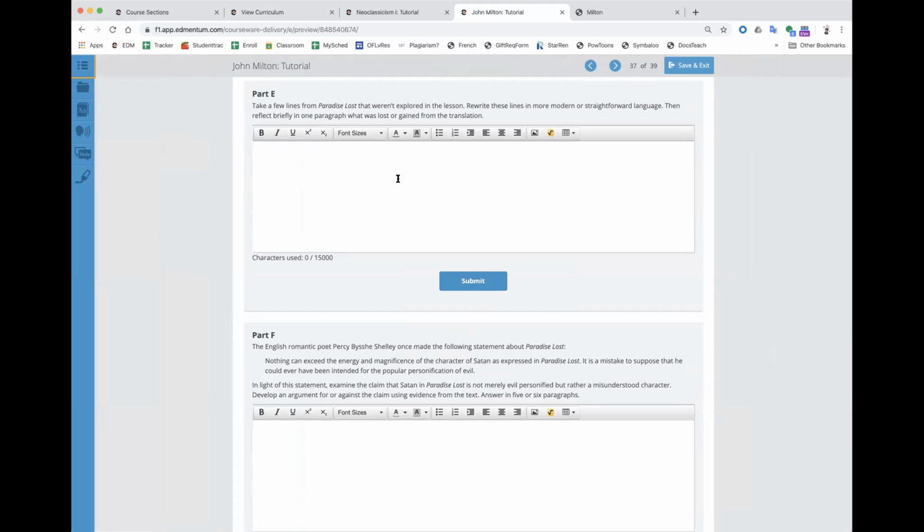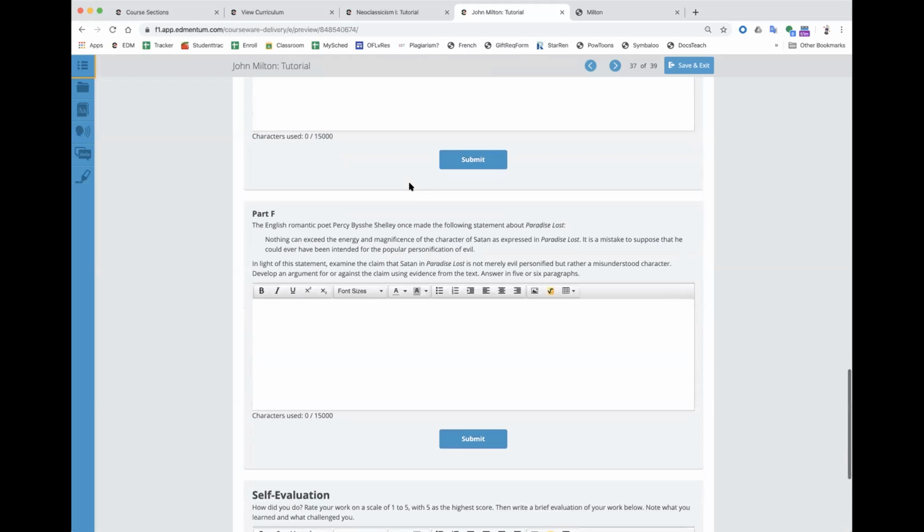Then after you go through the lesson, every time it gives you information, you have some bits that go and explain it throughout the tutorial. So go ahead and do that. Part E, you're going to look for a few lines from Paradise Lost that weren't covered in the lesson and try and do a translation like we've done with some other activities in the past.